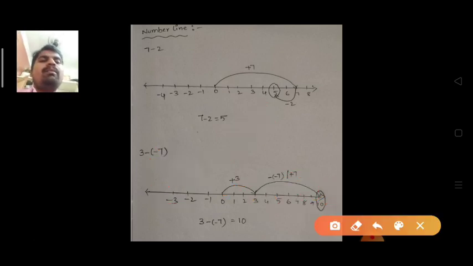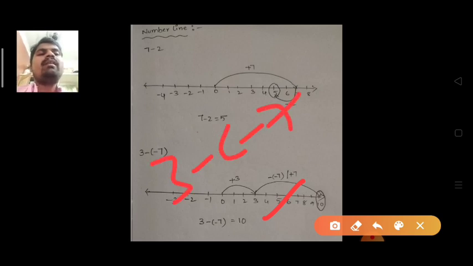That is the process here. So 3 minus of minus 7 equals 10. Very simple. 3 minus of minus 7, so 3 minus into minus is a plus 7. So what is the answer here? 10, you know very well.